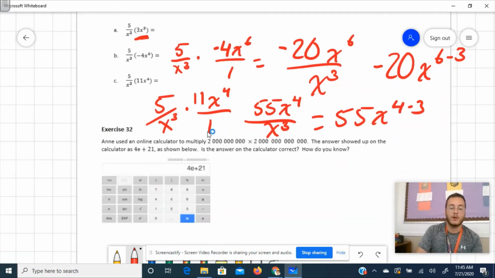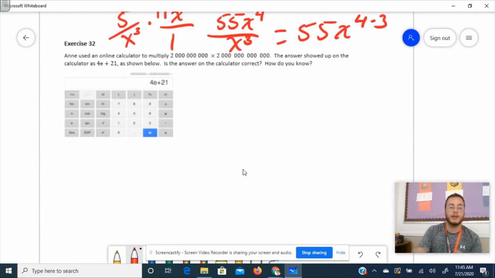Lastly, use an online calculator to multiply 2 billion times 2 quadrillion. The answer showed up on the calculator as 4e plus 21, as shown below. Is the answer on the calculator correct? How do you know? So this gets into scientific notation. What all this means is, this is 4 to a certain power of 10.